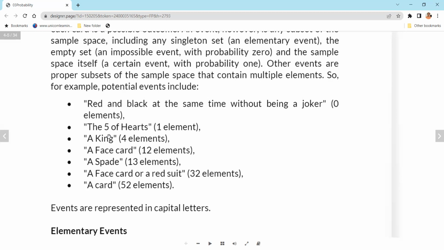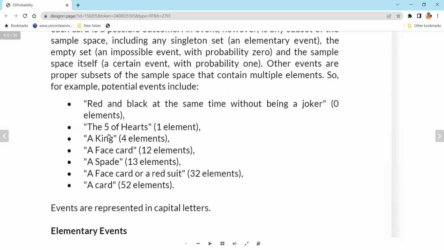Getting a face card. Face card means one that has an image, a face. Jack has a photo, Queen has a photo, and King has a photo, so 4 into 3, 12. Next, a face card or a red suit. Red suit cards are 13 and face cards are 12. So 12 plus 13, how much do you get? 25.